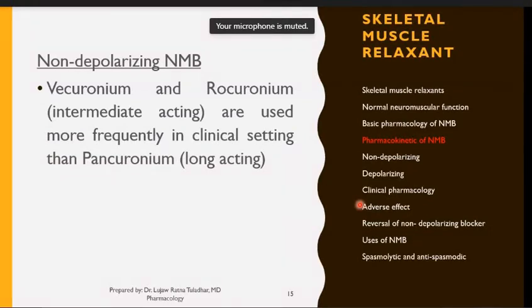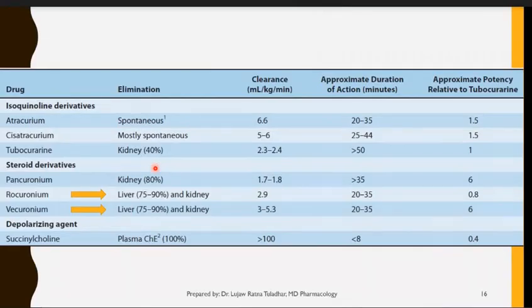Which makes this drug shorter acting. Few are shorter acting, some are intermediate acting like vecuronium and rocuronium, whereas some are longer acting like pancuronium. So vecuronium and rocuronium are intermediate acting because they have shorter half-lives.